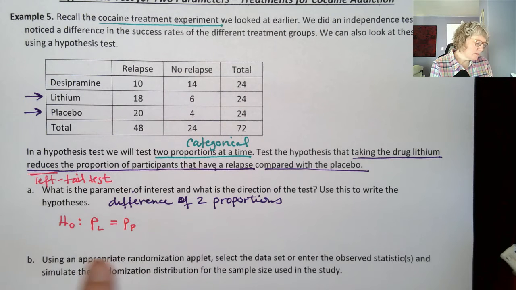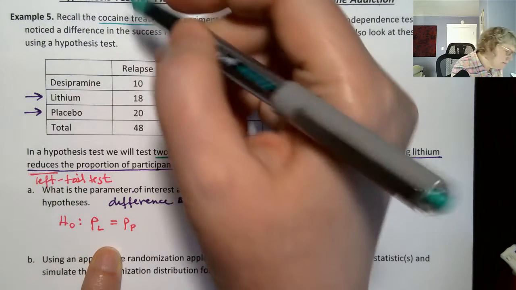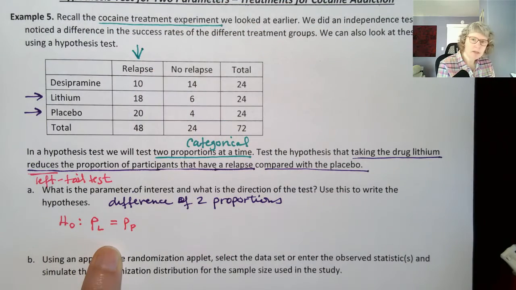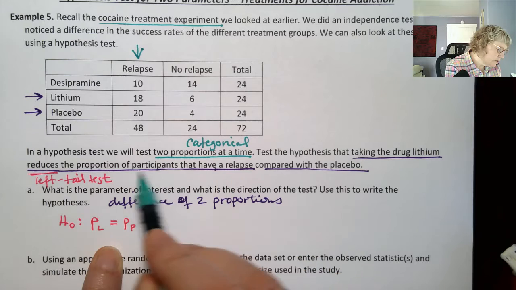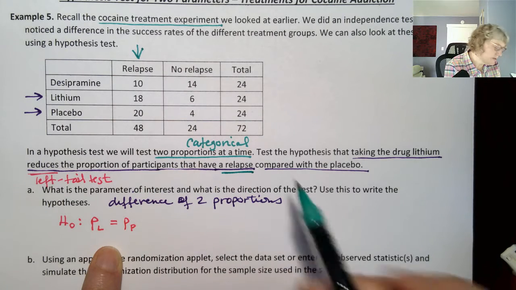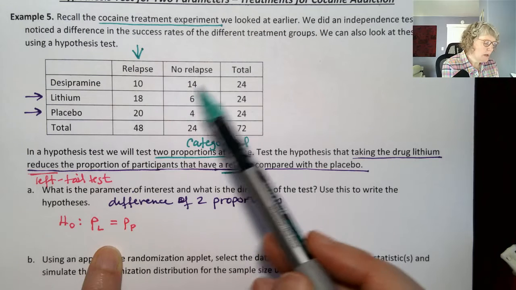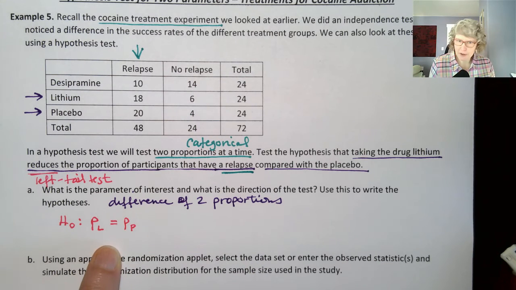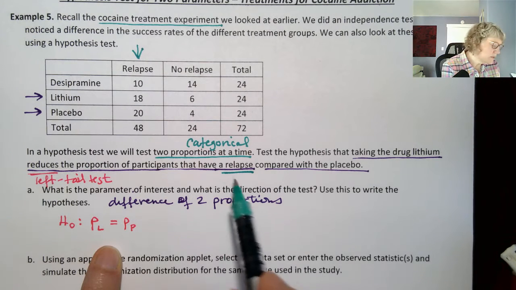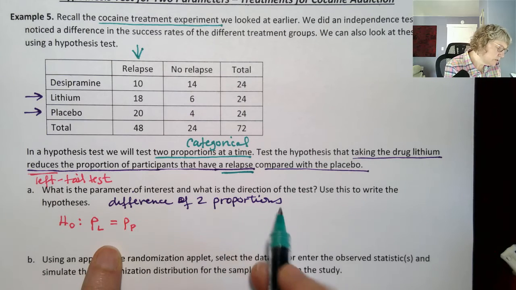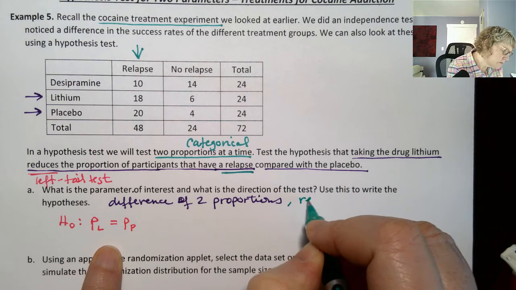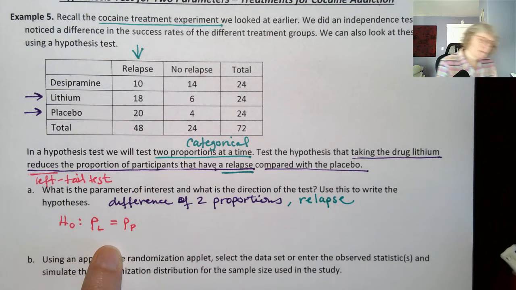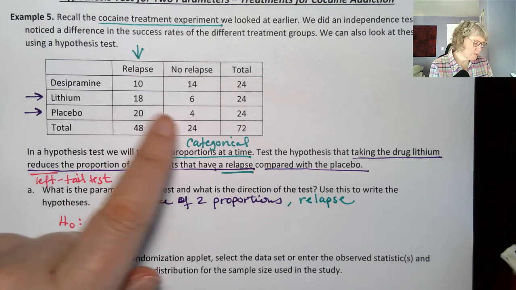And another thing I want to make a note of here that's not really written here yet is that we are specifically comparing relapse. So I'm going to put an arrow on the relapse column because that's reducing the proportion of participants who have a relapse. Before, I think we compared the no relapse numbers because it's just more intuitive that higher is better. But we're specifically testing, in this case, the relapse. So, okay, I'm going to say difference of two proportions, and I'm just going to write relapse right there. So we know which one we're looking at, the relapse or the no relapse.